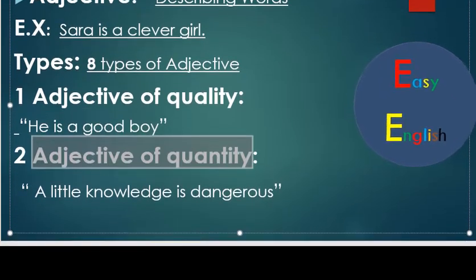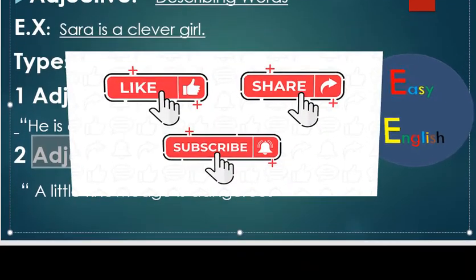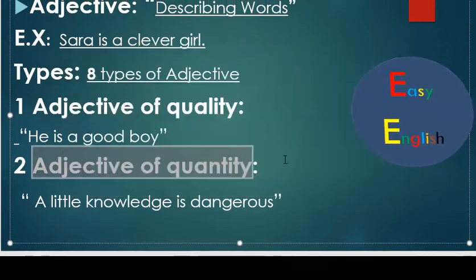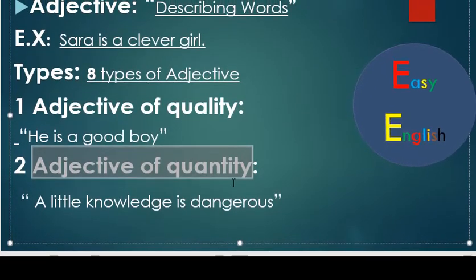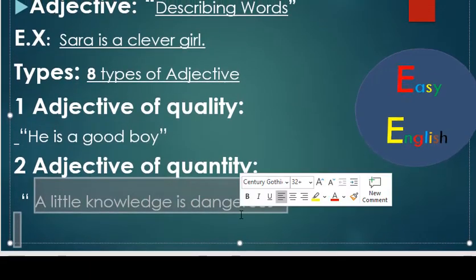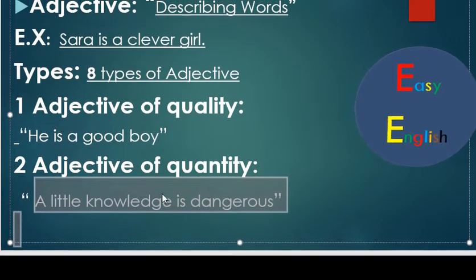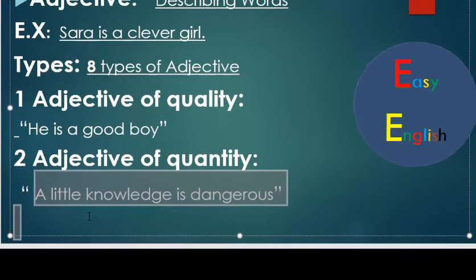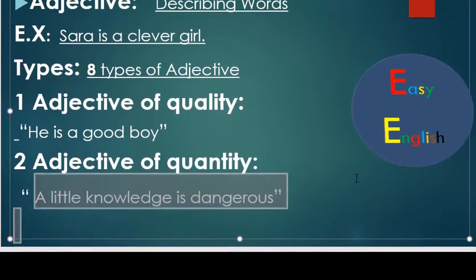The next one is adjective of quantity, which describes the quantity of a noun or a pronoun. We can say that adjective of quantity shows how much. For example, a little knowledge is dangerous. Here, a little shows the adjective of quantity, meaning how much knowledge is dangerous. A little knowledge is dangerous.